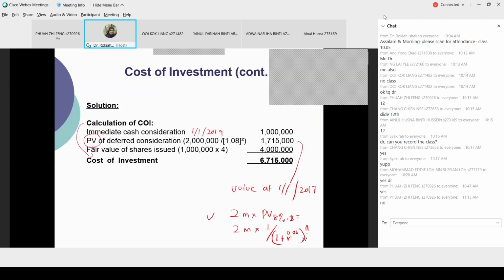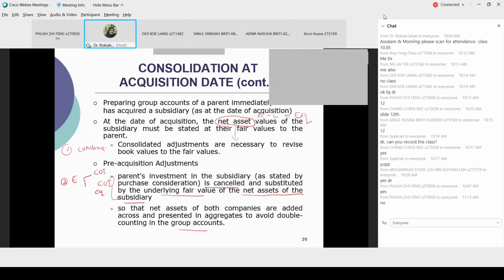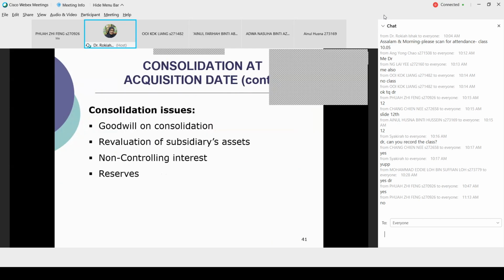So I think that is the end for today's class. Okay, for the next class, we're going to look at the consolidation issues. Please read this one because starting from slide 41, we're going to have a lot more calculations. So hopefully you understand that one.